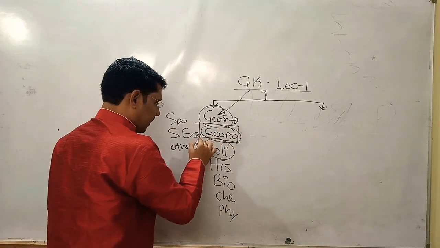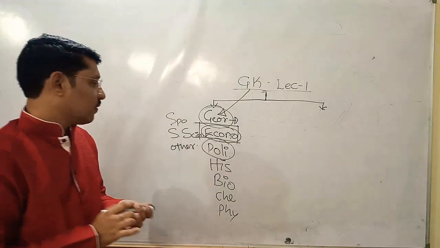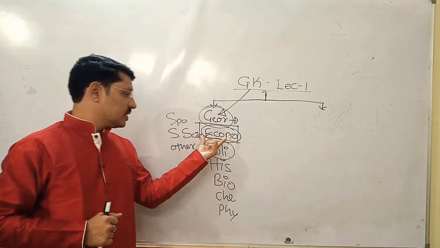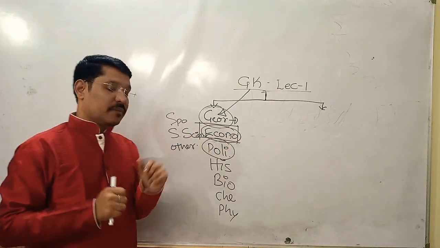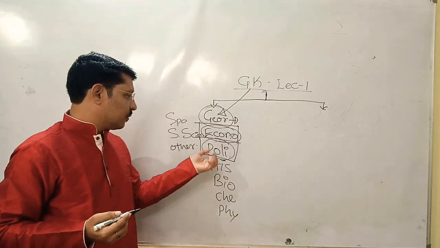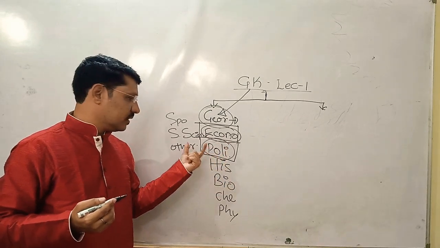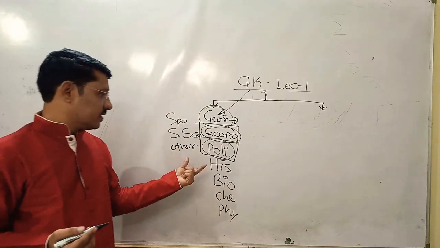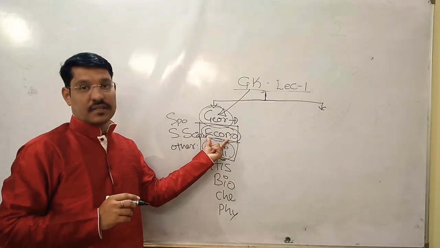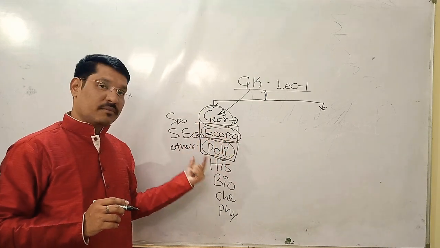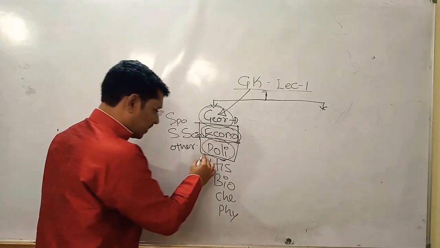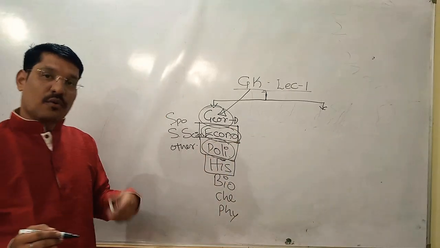Next one, economics. Under economics we are going to study who is the father of economics, the basic principles of economics, and some basic words of economics. For example, what do you mean by balance sheet, what do you mean by income of the nations, what is our national income. What is foreign policy, what do you mean by fiscal policy. These points will be covered in economics. The next one is Indian history and world history.